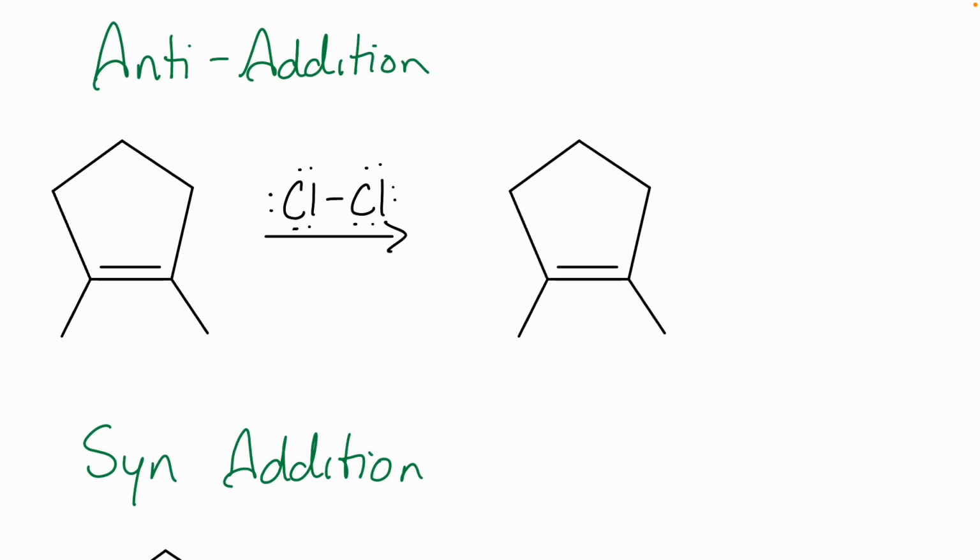For my anti-addition, I'm going to add one chlorine onto one side, so I'm going to put it on a wedge, and the other chlorine on the other side, so I'm going to put it on a dash. What do I have to do to this methyl group right here? That one's got to be on a dash. It's got to be the opposite of what the chlorine is, pointed in the other direction. So this methyl group is now on a dash, and the other methyl group is now on a wedge.